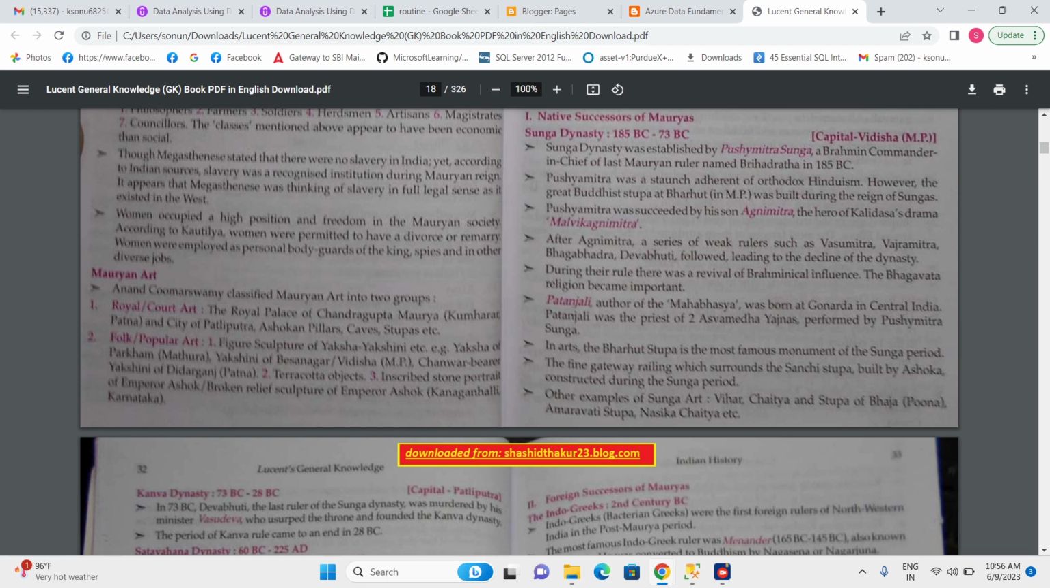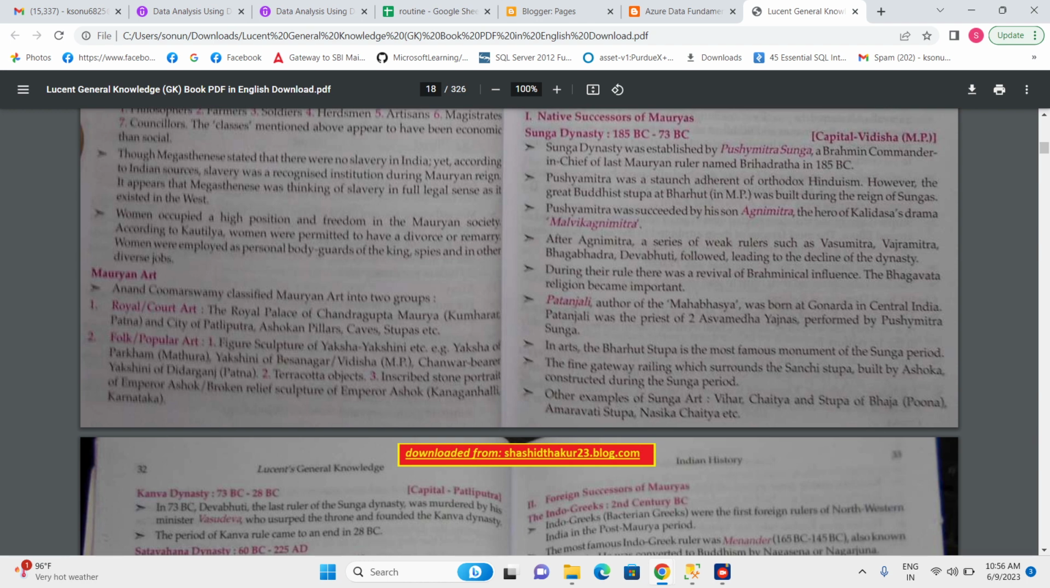Okay, so there are some important points related to the Sunga dynasty, especially for Pushyamitra Sunga. He organized two Ashvamedha Yajnas, also called Yagya, and in both Yagyas the priest was Patanjali. Another thing is that in his reign, one Buddhist stupa was built in Bharhut, MP. So these two are very important points related to the Sunga dynasty.